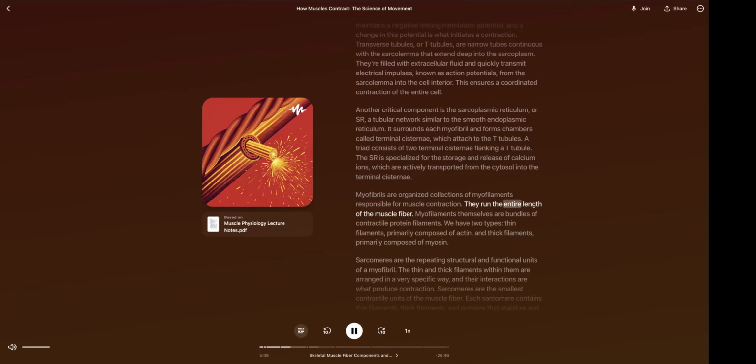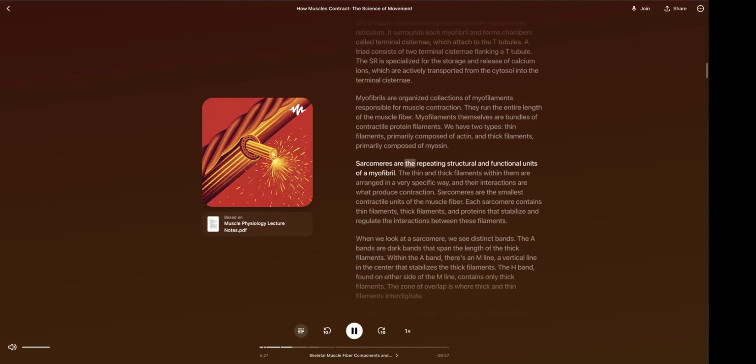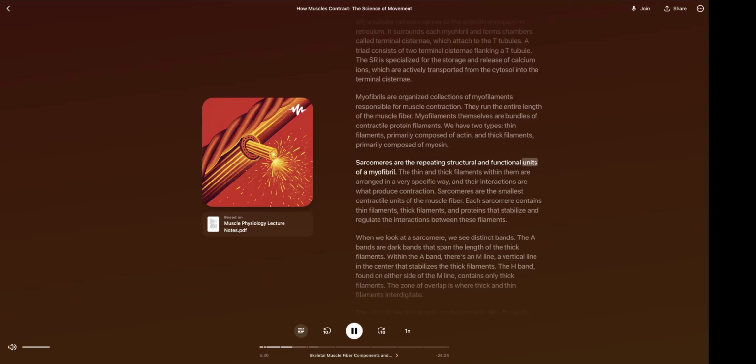They run the entire length of the muscle fiber. Myofilaments themselves are bundles of contractile protein filaments. We have two types: thin filaments, primarily composed of actin, and thick filaments, primarily composed of myosin. Sarcomeres are the repeating structural and functional units of a myofibril. The thin and thick filaments within them are arranged in a very specific way, and their interactions are what produce contraction. Sarcomeres are the smallest contractile units of the muscle fiber.